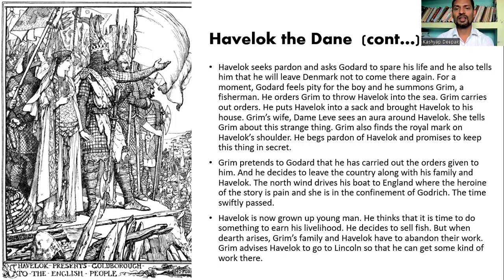Grim's wife, Dame Leve, sees an aura around Havelok. She tells Grim about the strange thing. Grim also finds the royal mark on Havelok's shoulder. He begs pardon of Havelok and promises to keep this thing a secret. Grim pretends to Godred that he has carried out the orders given to him, and he decides to leave the country along with his family and Havelok.